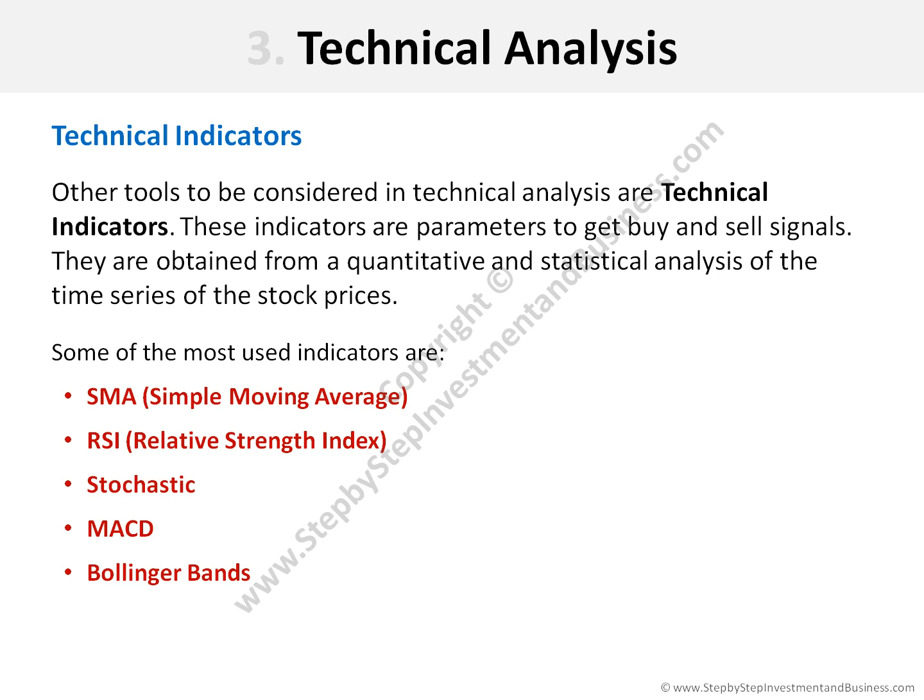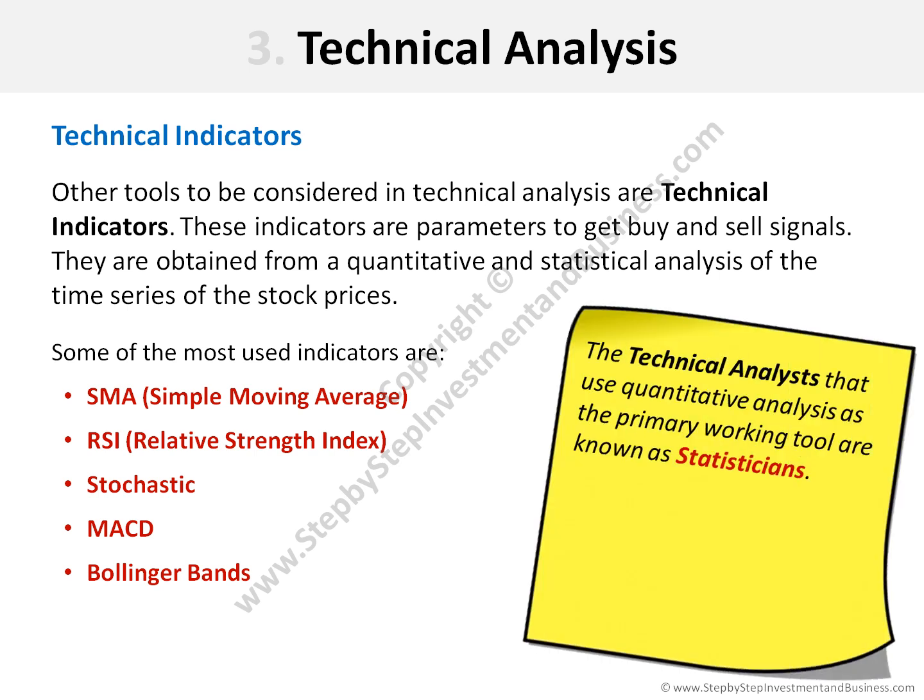Some of the most used indicators are the simple moving average, whose acronym is SMA, the relative strength index, whose acronym is RSI. Another used parameter is the stochastic, the MACD, and the ones known as Bollinger Bands. In particular, we will discuss the simple moving average and the RSI. The technical analysts that use quantitative analysis as the primary working tool are known as statisticians.